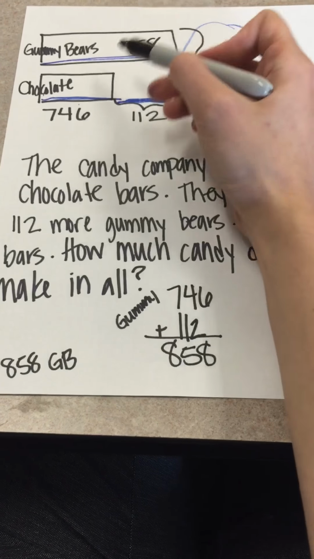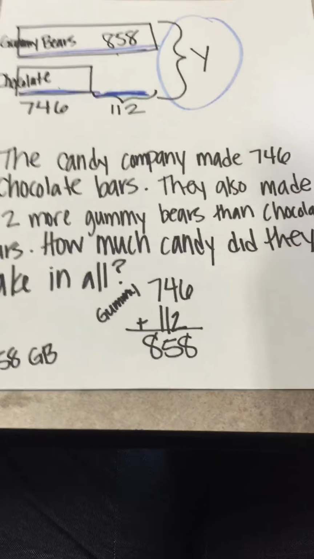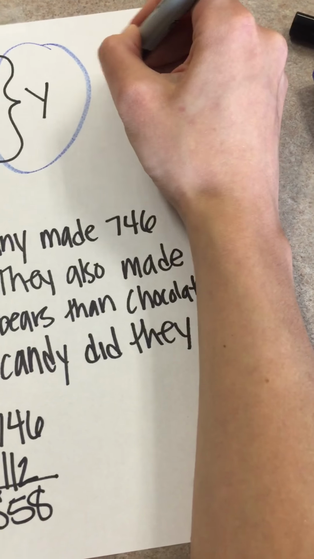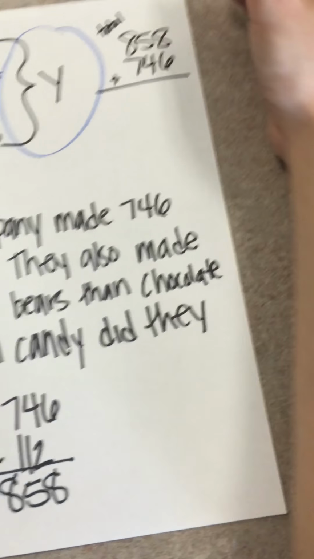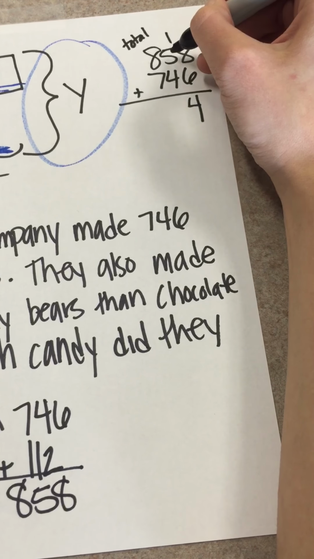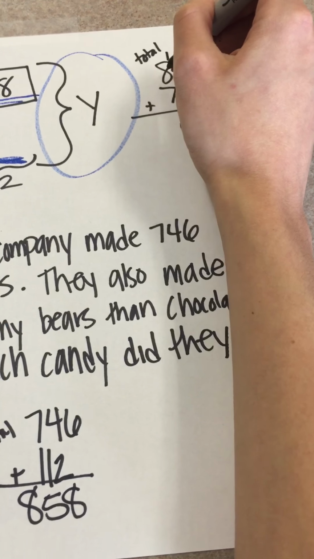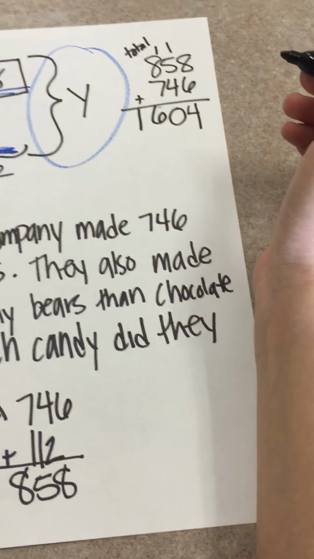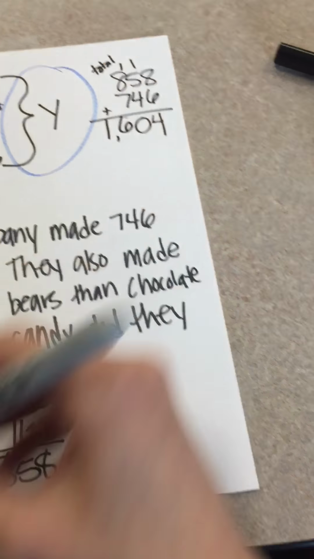Now I want to find how many there are combined. So I'm going to add the gummy bears and the chocolate. And I'm going to do it up here. 858 plus 746. And this is for my total. 8 plus 6 is 14. 1 plus 5 is 6. Plus 4 is 10. 1 plus 8 is 9. Plus 7 is 16. So 1,604. I could write my word sentence.